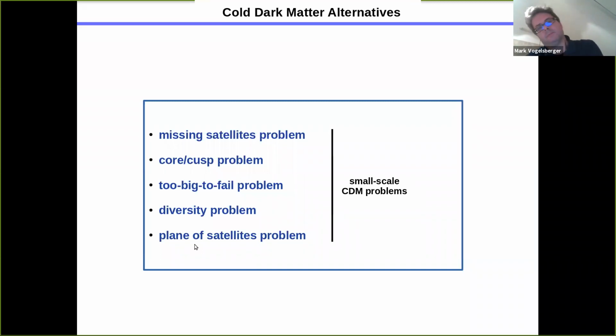Some are a bit newer, some are a bit older. The oldest one is probably the missing satellite problem and the core-cusp problem. Then 10 years ago we had too-big-to-fail, 5 years ago the diversity problem, and a couple of years ago the plane of satellites problem. All these are problems, but many of them have been studied in detail, especially in hydro simulations, and some groups could quite convincingly demonstrate that some of the problems, maybe even all of them, can potentially be solved through baryonic physics.